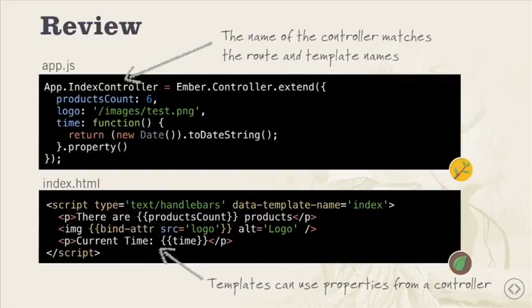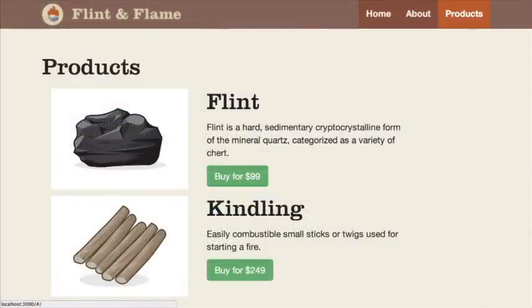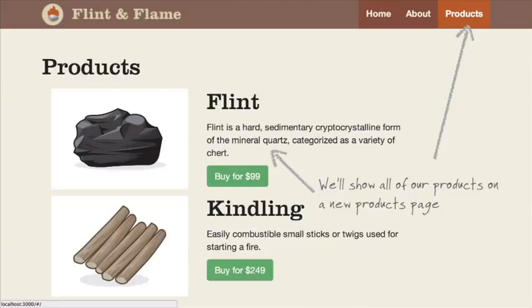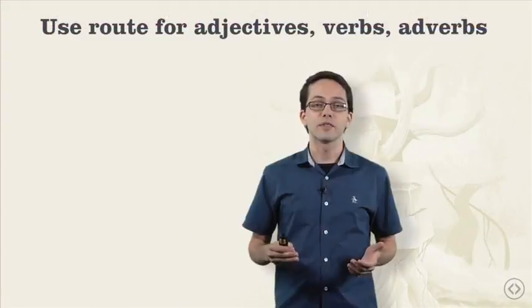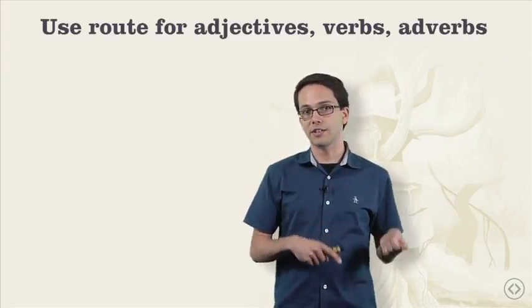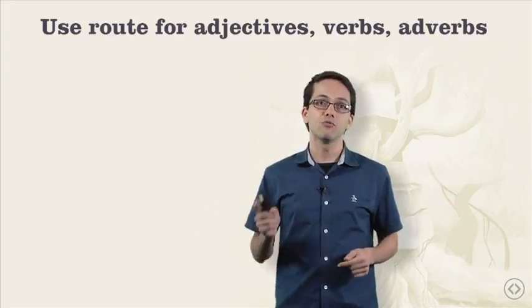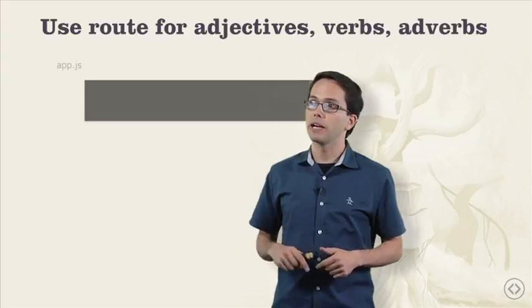Well, in this level, we're going to build a products list. So when we click on that products link up above, it's going to show all of our products on our products page. Obviously, the first step when we have a new page we want to add in our application is to add a new route for it. So here we are back in our router.